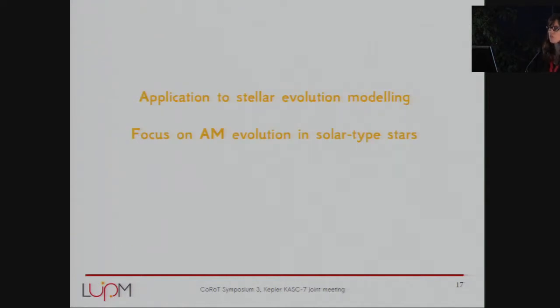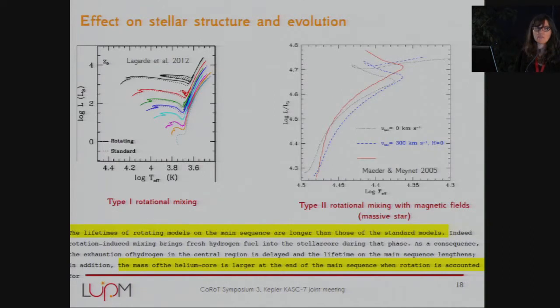So I will move now, for the rest of my talk, to some applications of this kind of modeling, for you to have a grasp on how it affects the evolution of stars and how well or badly we understand the angular momentum evolution in solar type stars. I will first start with the effects of rotation on the stellar structure and evolution.